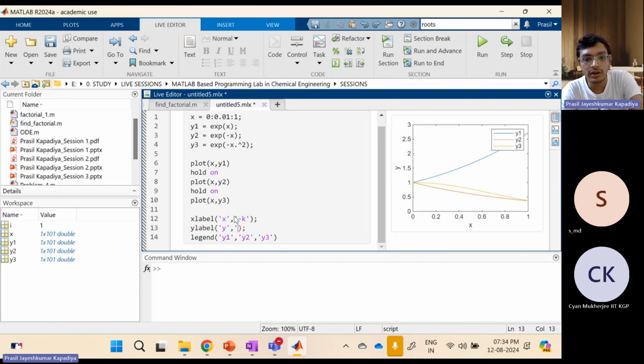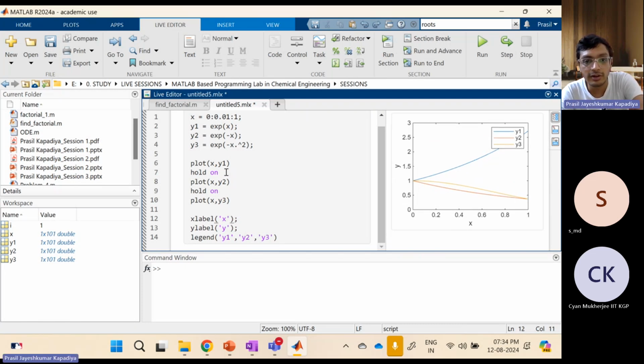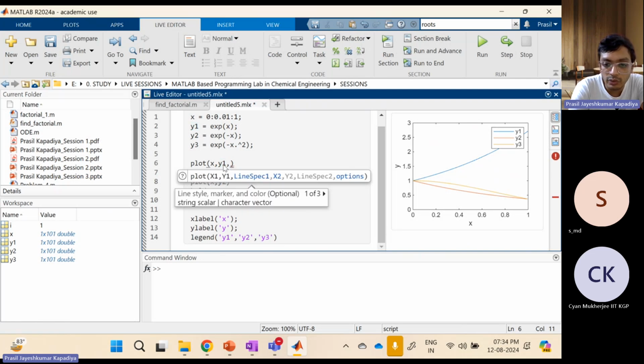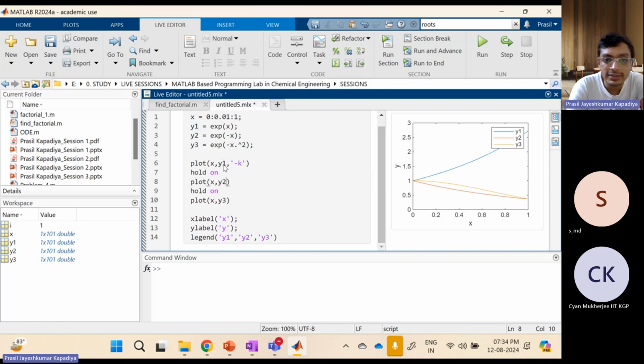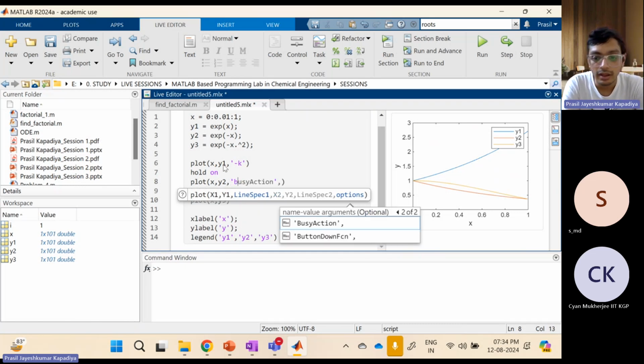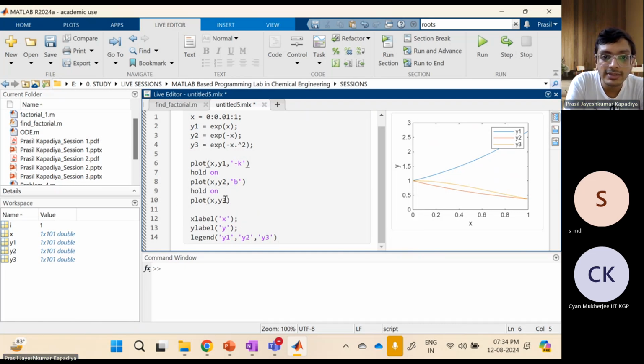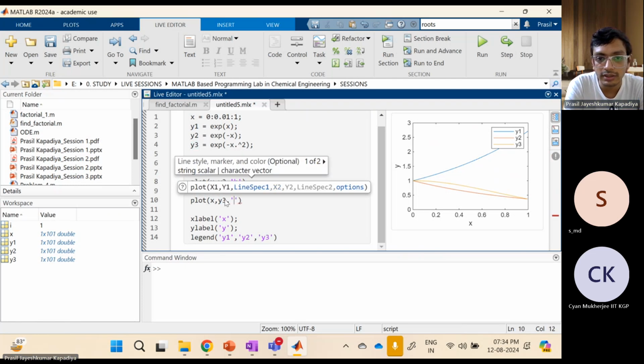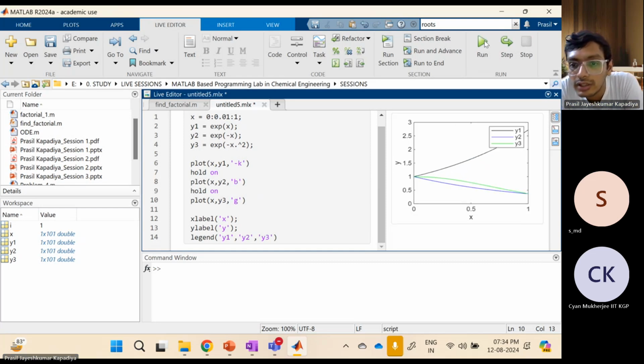Sorry, not here. Here, when we are plotting it. Let's say I want to give it as black. I'll just write K. Let's say I want here blue color. So I write B. And let's say I want here green. Let's run it now. So see, it is as per our convenience.